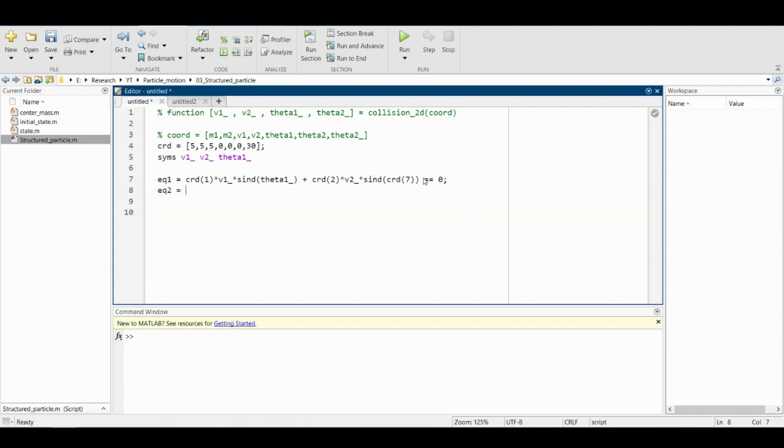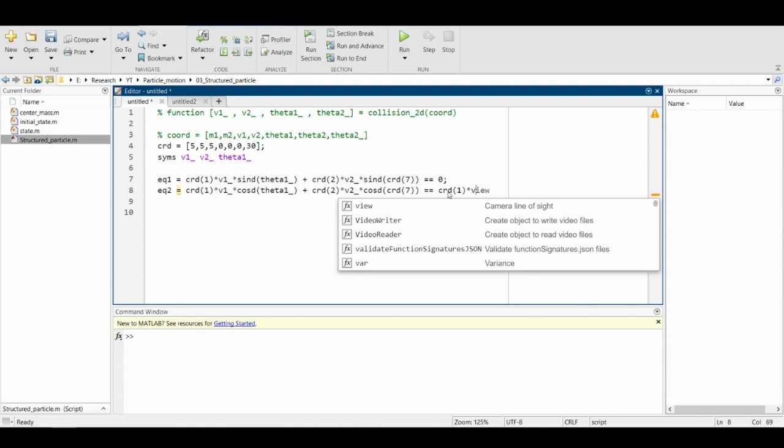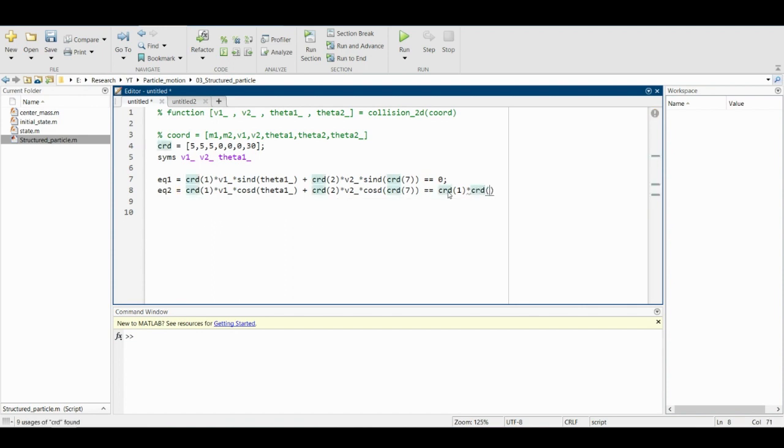Now equation 2 would be m1 v1 dash cos of theta 1 dash plus m2 v2 dash cos of theta 2 dash. Okay, just copy paste this one, control C, control V. In place of sine this is cos, this is sine, this is cos. Okay, eq2 is equal to m1 v1, so CRD m1 into v1. v1 is actually CRD 3.